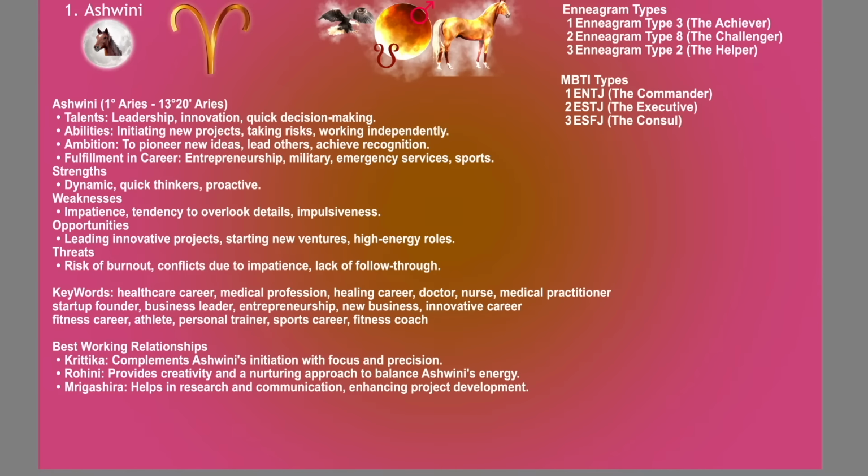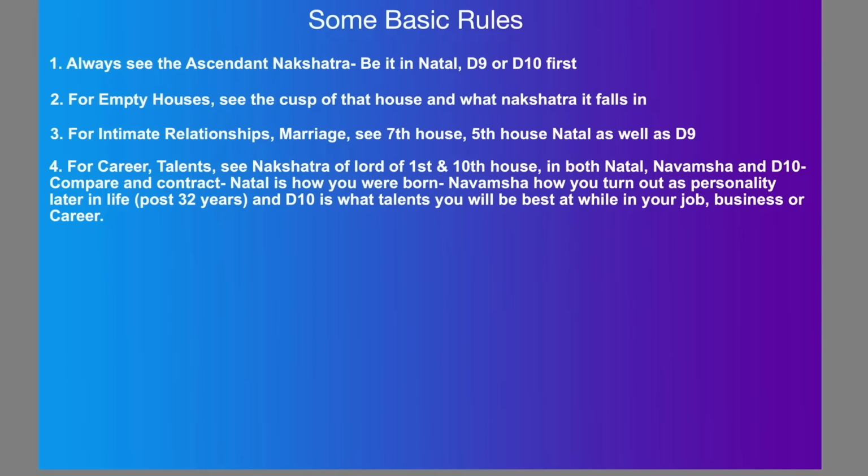Okay. The rules are basically the same. To begin with, you can start with these 4 basic sets of rules. How do I start? If I have my Vedic astrology chart in front of me, the natal, the Navamsha, the D10, how do I start? Always first see the Ascendant Nakshatra, be it natal, D9 or D10. That's the first starting point. For empty houses, if your 10th house is empty or your first house is empty, see the cusp of that house and what nakshatra that falls in. That would also be a good start because we are seeing it from a nakshatra point of view here.